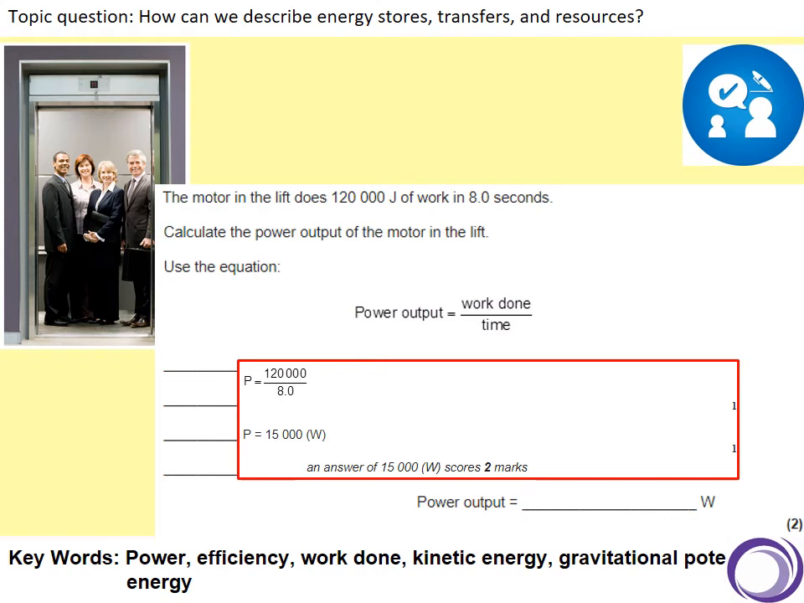Okay, so this is what we should have got. Your power would be the 120,000 divided by 8. Just remember 120,000 joules is your energy transferred, which is the same as your work done. And then once you've calculated that, you've got 15,000 watts.